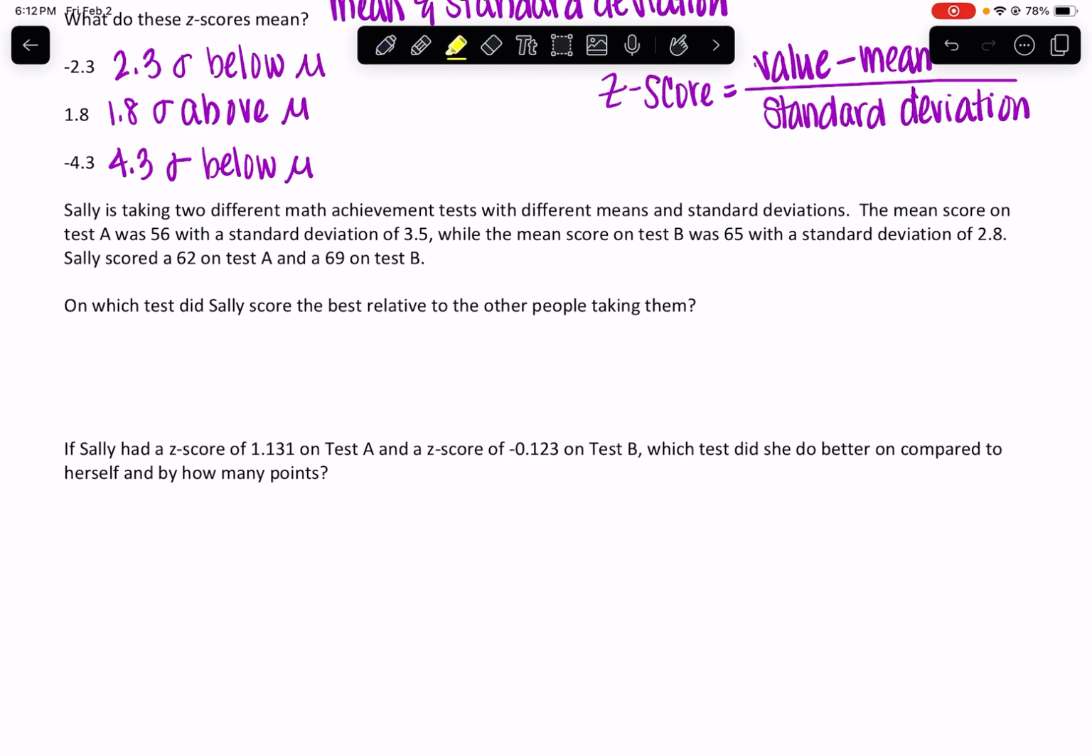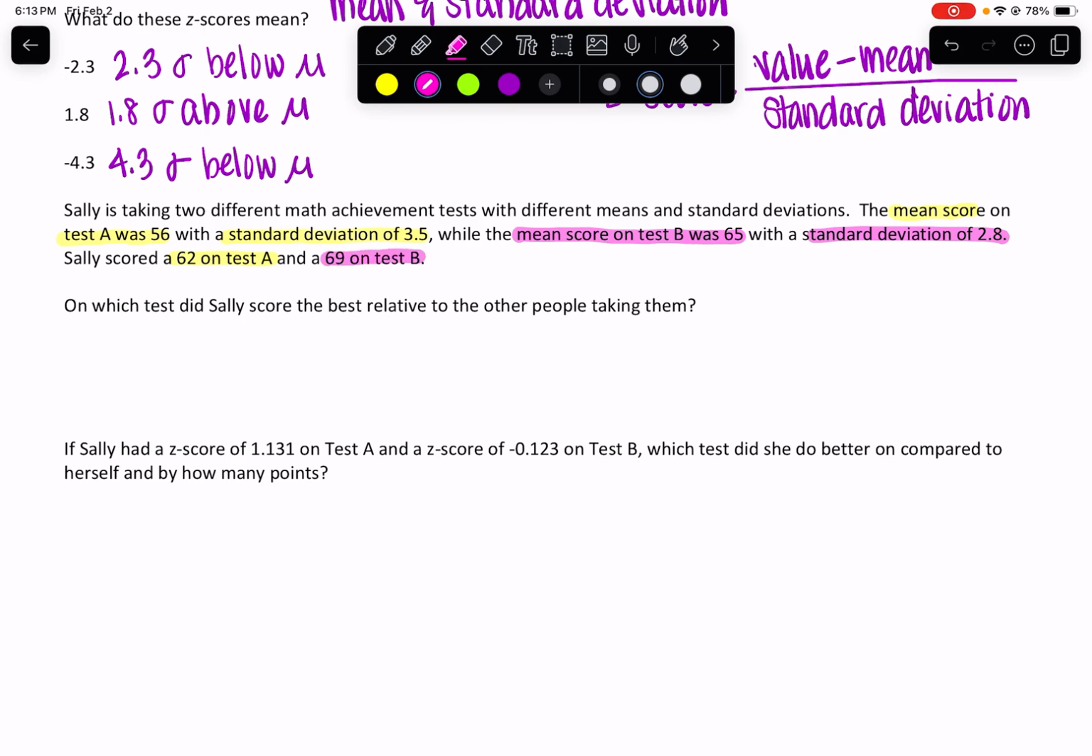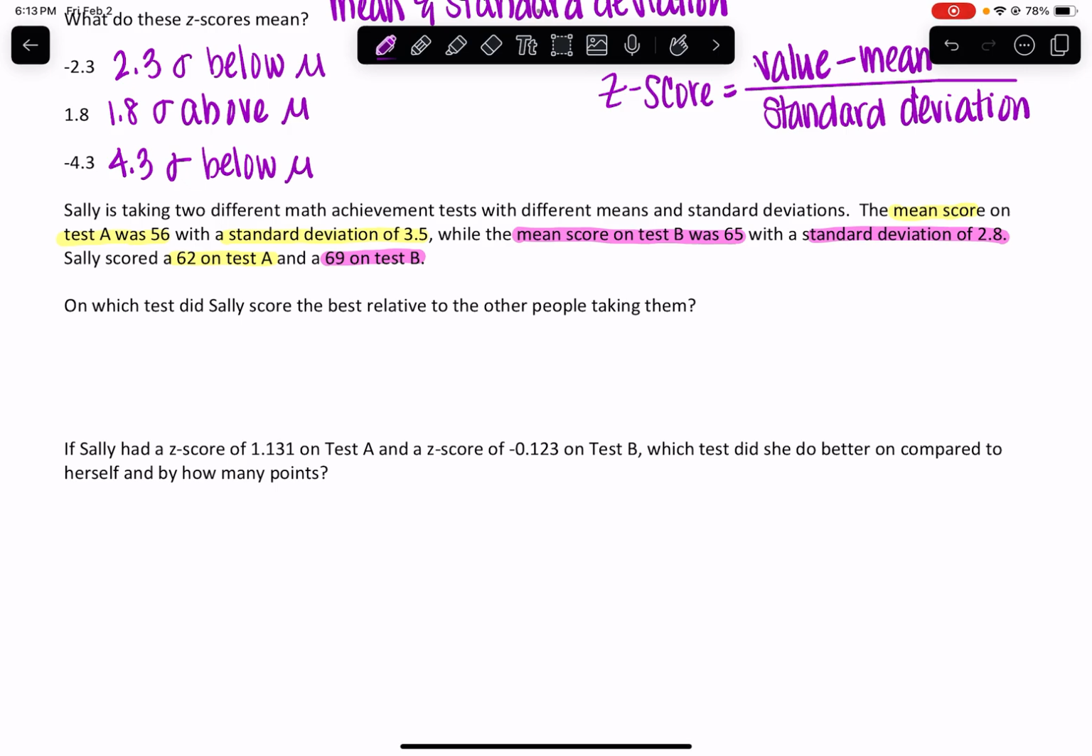So here we have Sally taking two different math achievement tests with different means and standard deviations. So she wants to compare how she did on both. The mean score on test A was a 56 and the standard deviation of 3.5, while the mean score on B was a 65 with a standard deviation of 2.8. Sally scored a 62 on test A and a 69 on test B. Okay, so which test did she do better on relative to the other?